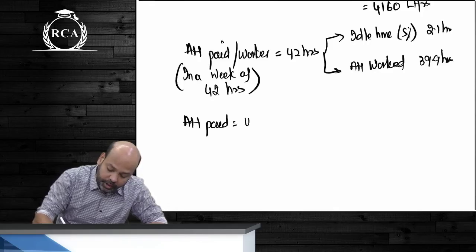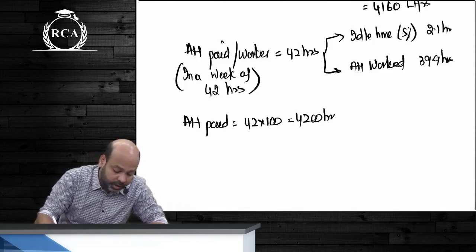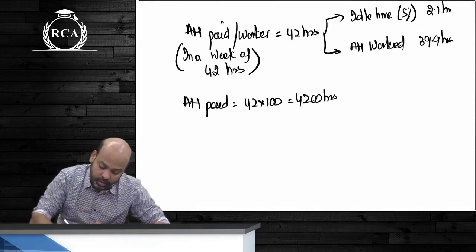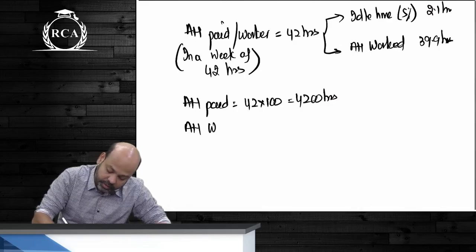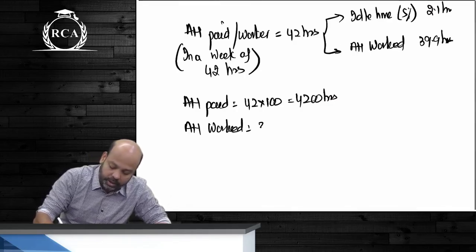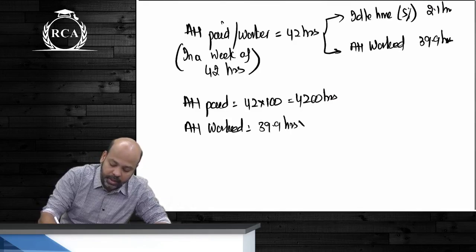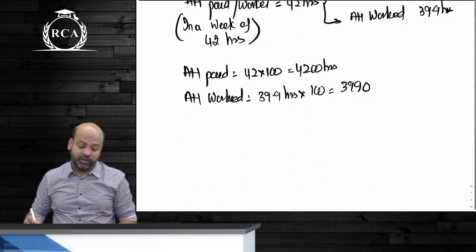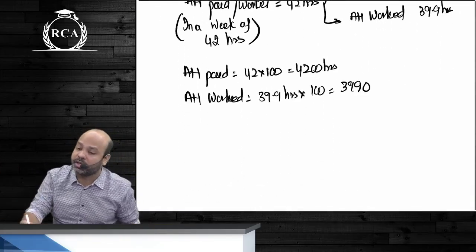Now what will be your total actual hours paid, guys? It will be 42 multiplied by 100 workers, 4200 hours. 100 workers here, right? Total actual hours worked, guys, would be 39.9 hours multiplied by 100 workers, 3990. You got standard hours for actual output, you got actual hours paid, you got actual hours worked. It's just like the example question now.